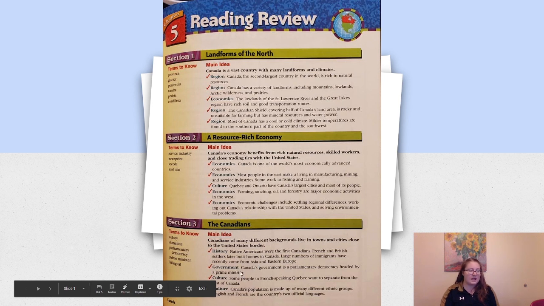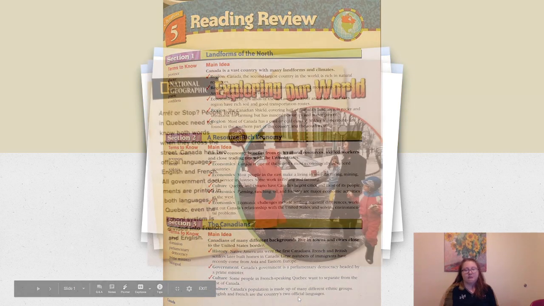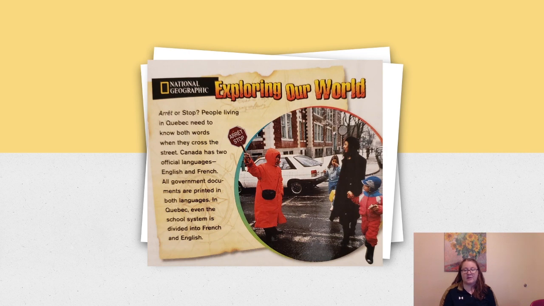Government. Canada's government is a parliamentary democracy headed by a prime minister. Culture. Some people in French-speaking Quebec want to separate from the rest of Canada. And culture again. Canada's population is made up of many different ethnic groups. English and French are the country's 2 official languages. So when you read the review first, it puts into your brain the main ideas that you're going to be reading about later.